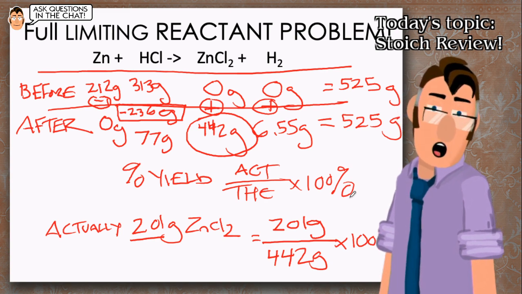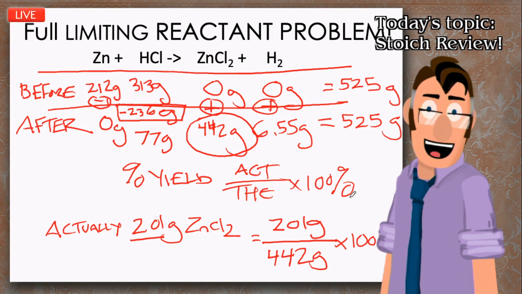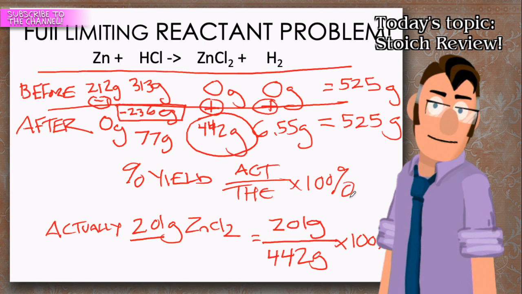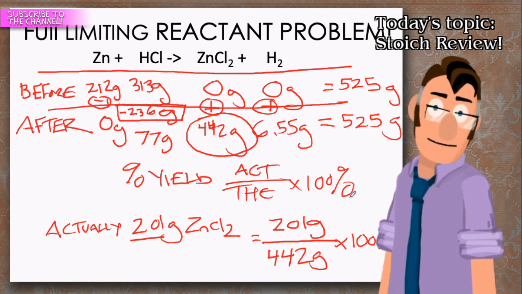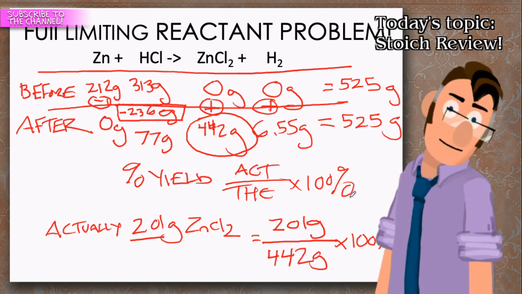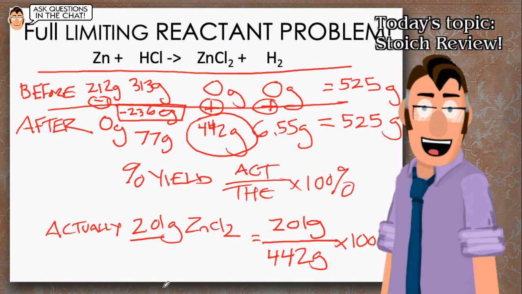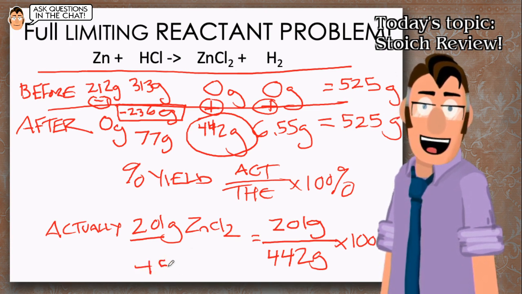Now, for you guys at home, you're obviously going to have to come up with your own actual yield. I do not expect you to do these reactions. Please don't. But just come up with an actual yield that is less than your theoretical yield. And yes, Sharon is correct. That is the answer that I got.